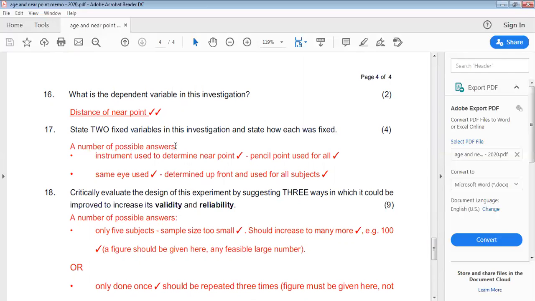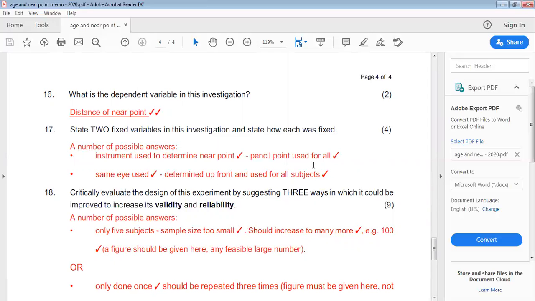So a number of possible answers that you could have given here. Now the IB never marks 2 that are similar. You're only allowed to mark 1 of 2 that are similar. So if you are talking about the eye, then you could only use 1 that describes the eye.